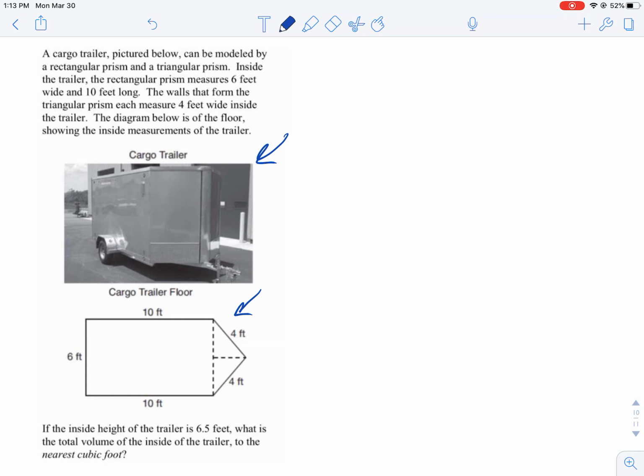Okay, so here is our side view, if you will, and then here is our top view. Both of these are useful information. We need to solve this problem here. So what we're looking for here is, if the inside of the trailer is 6.5 feet, what is the total volume of the inside of the trailer to the nearest cubic foot? Okay, so our goal here is to find the volume of this entire section.